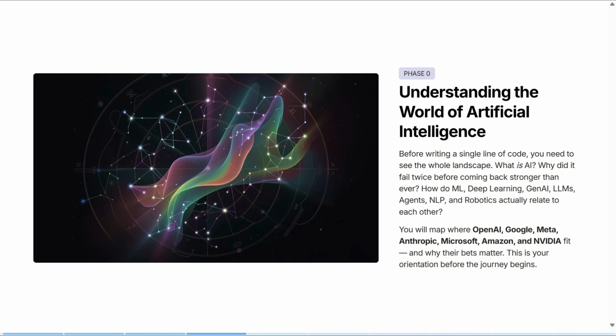In phase zero, we'll be understanding the artificial intelligence world. Before writing a single line of code, you need to actually see the whole landscape. What is artificial intelligence, and why did it fail twice before coming back stronger than ever? How do machine learning, deep learning, generative AI, large language models, agents, natural language processing, and robotics actually relate to each other? And you will map where OpenAI, Google, Meta, Anthropic, Microsoft, Amazon, and Nvidia fit, and why their bets matter. This is your orientation before the journey begins.